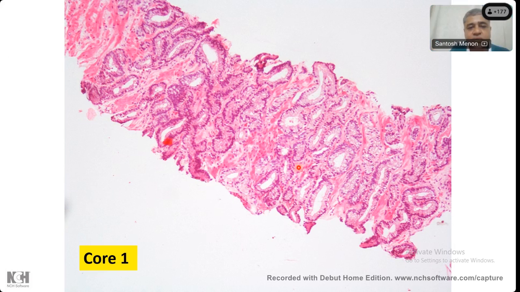So this is a cancerous focus, and if you do a P40 and HMWCK, this will be completely negative, and AMACR should be positive. Like I said, circumferential in the whole focus, it should be positive.